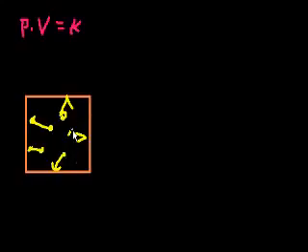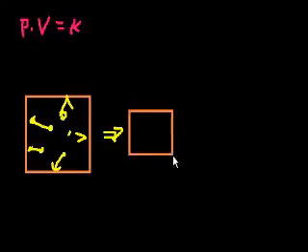Now, what happens if I were able to squeeze the box? So if I were able to decrease the volume of the box. So let's say I just take that same box with the same number of molecules in it, but I make the volume of the box smaller. What's going to happen? Well, I have the very same number of molecules in there, and they have the same kinetic energy. And so on average, they're moving with the same velocities.